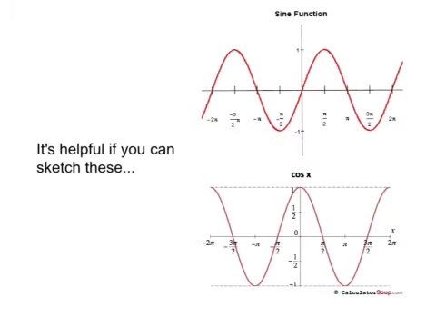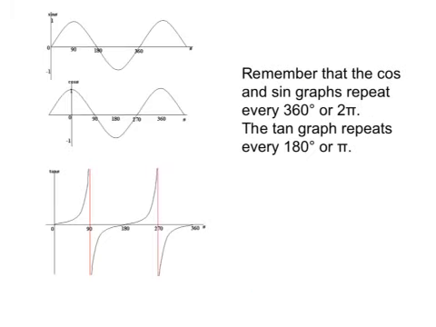It's really helpful if you can sketch both the sine graph and the cos graph, and remember that the sine graph goes through 0 and the cos graph goes through 1 on the y-axis, so that you can use them to help you solve equations. Remember that the cos and sine graphs both repeat every 360, or 2 pi, and the tan graph repeats every 180, or pi. This will help you remember how many solutions you should be finding when you're solving an equation.